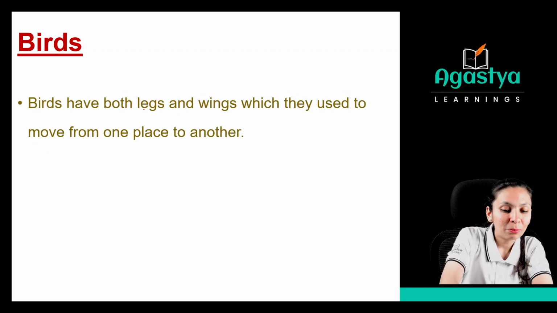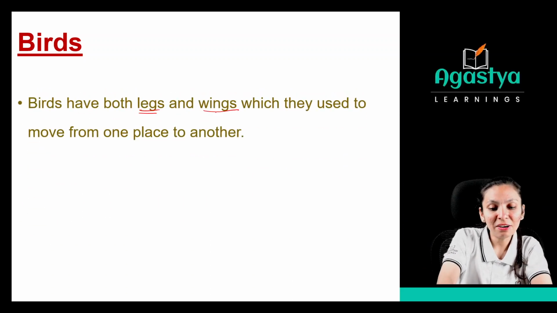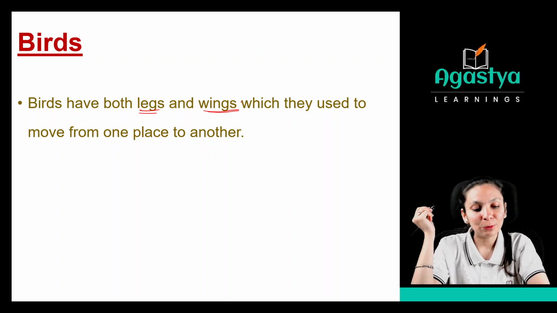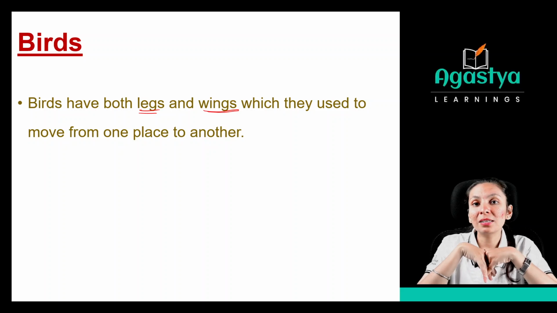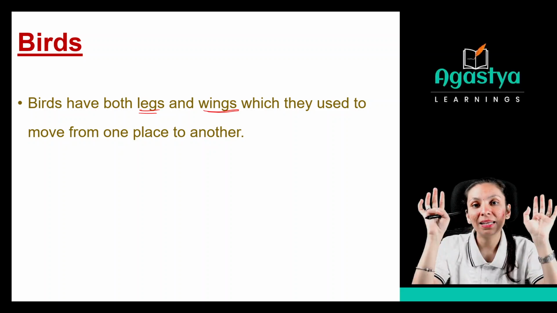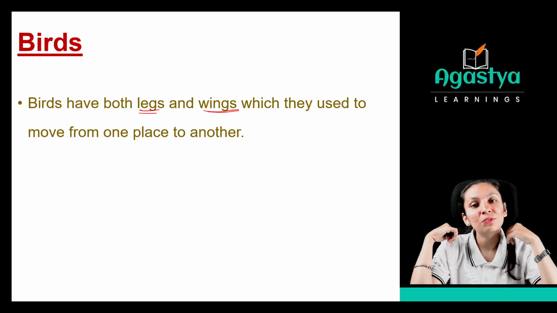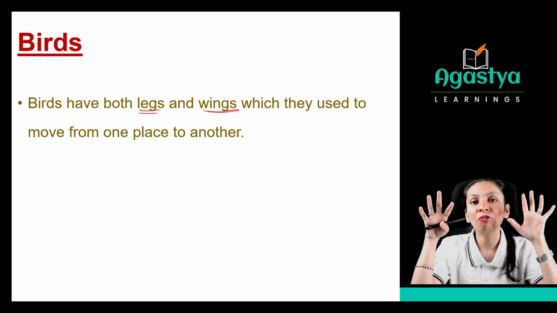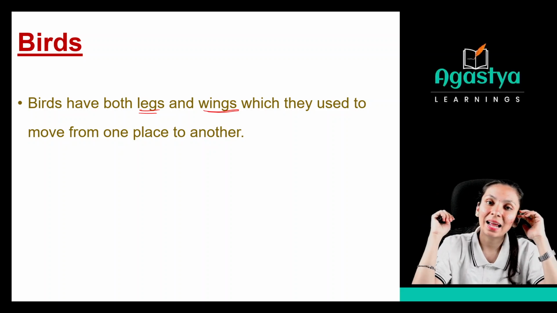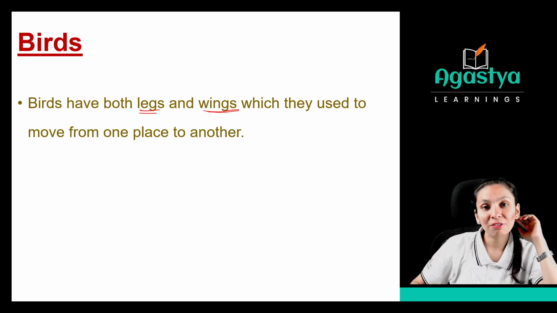Birds are having both legs and wings which they are using to move from one place to another place. You know that birds are having dual characteristics. They can walk as well as fly in the sky. So for walking purposes, they are having the legs. But if they want to fly in the sky, they are having the wings.